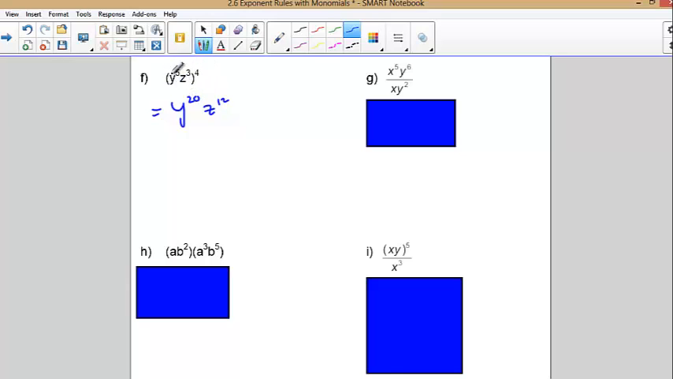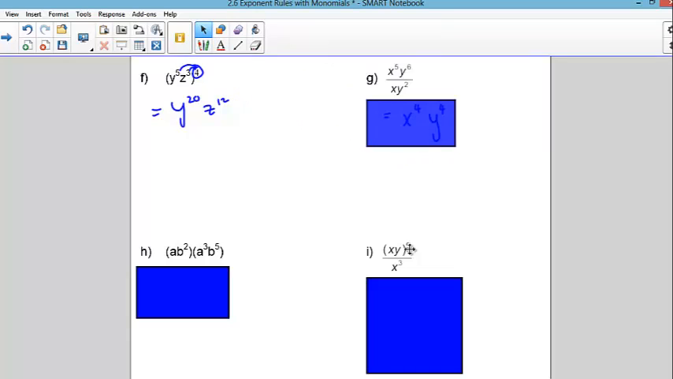So this can be written as y to the power of 5 to the power of 4, which is y to the power of 20, and z to the power of 3 to the power of 4, which is z to the power of 12. So that's an interesting one. Noticing that it's very similar to distributive property, but not exactly the same. Just don't forget that the 4 applies to both of those exponents because they're both inside of the brackets.